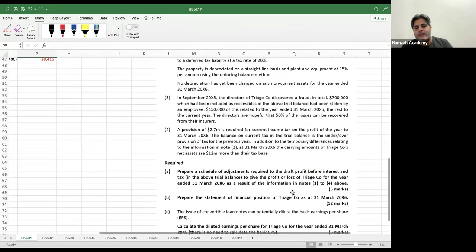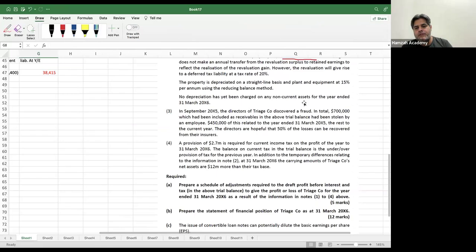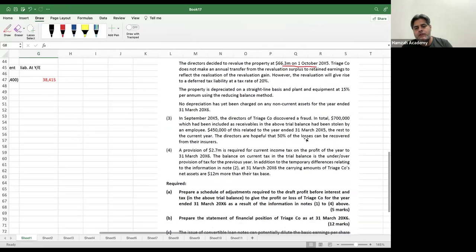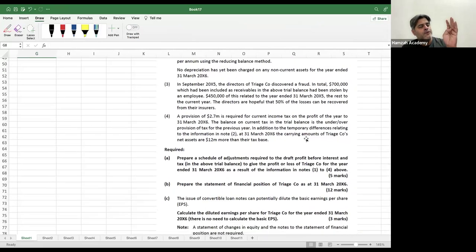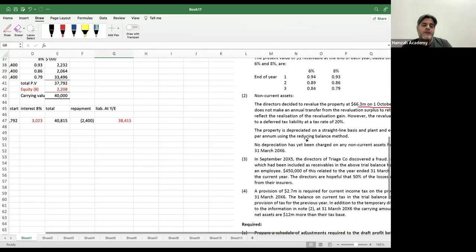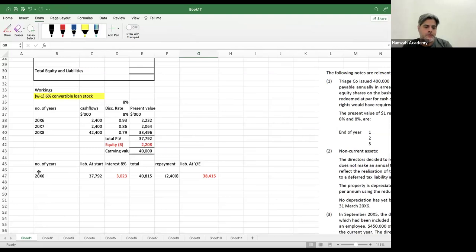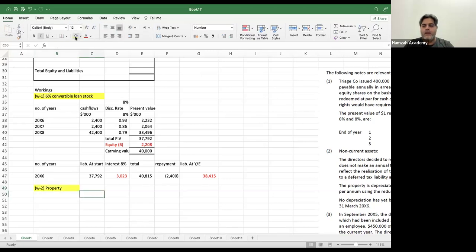Now, the point is, year end is 31st March, and we are revaluing the property on 1st October. October, November, December, January, February, March. It's been 6 months since revaluation. So we have an issue over here that we are going to have the 6 months depreciation over here. I'm going to go and work into property, and I will write property's cost. This is the balance which is given to us.